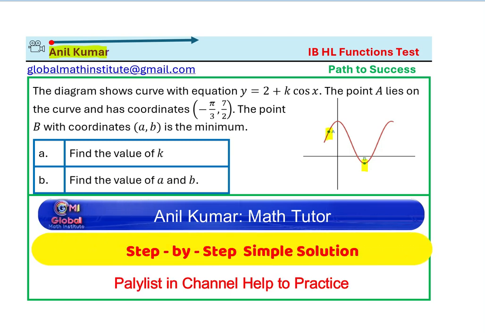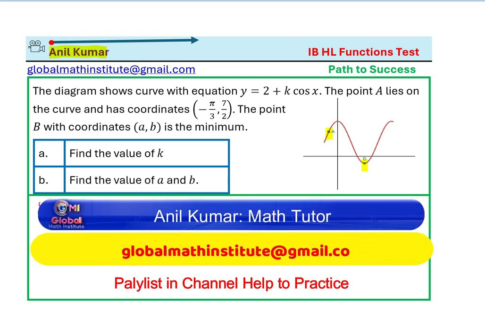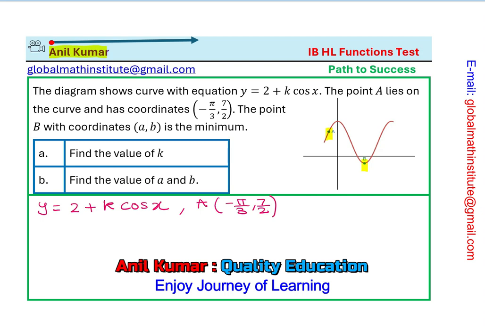Now let us see how we solve this problem. Well, we are given the equation y equals 2 plus k cosine x. We are also given a point A on the curve whose coordinates are minus pi by 3, 7 by 2. So if I substitute this coordinate point, then I can find the value of k. So that will be our first step.